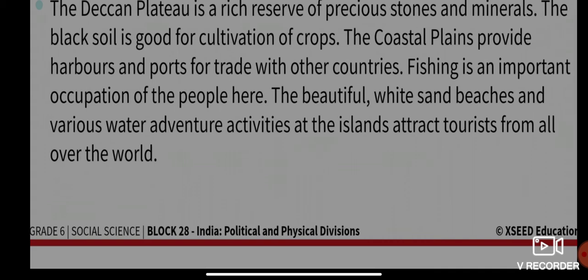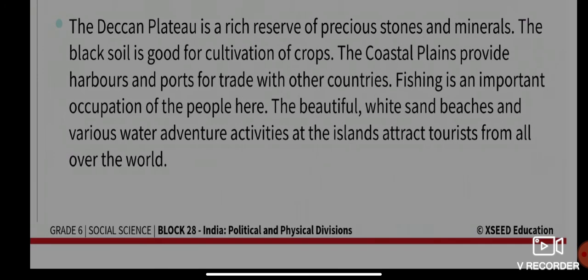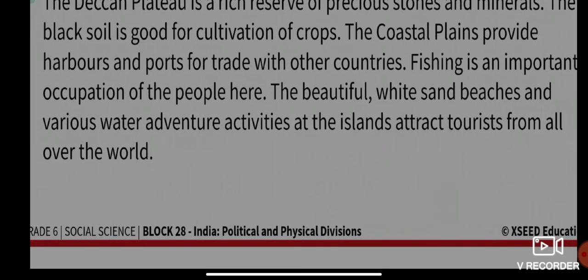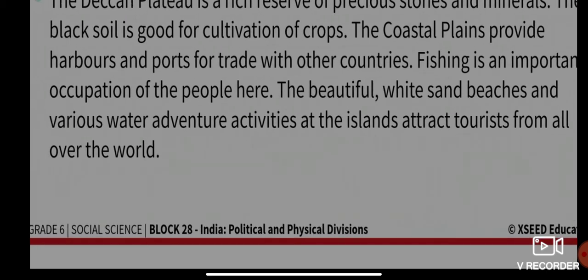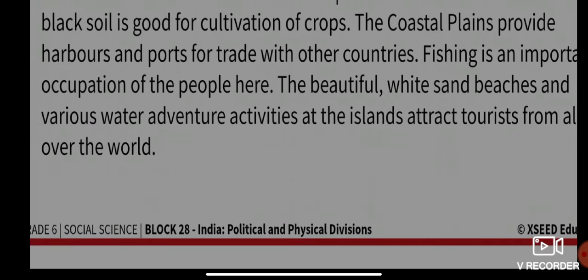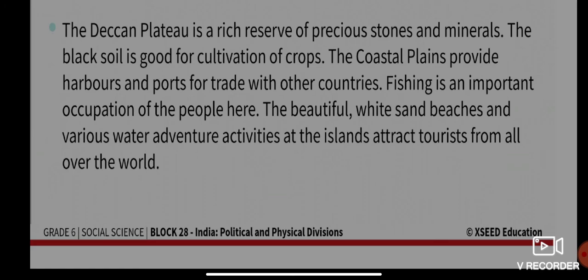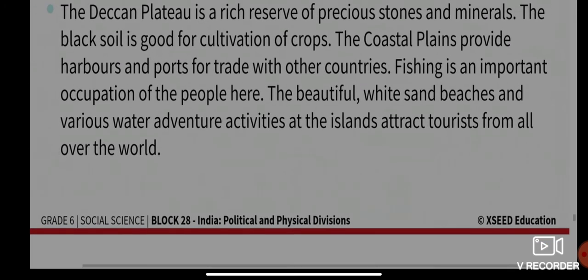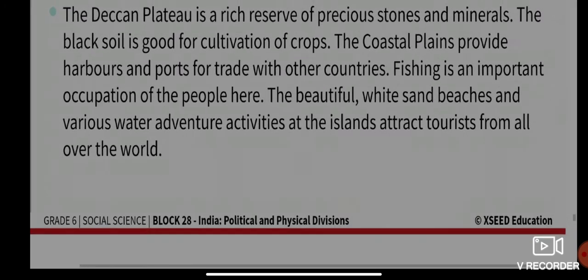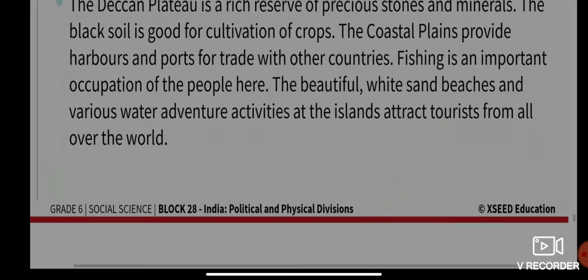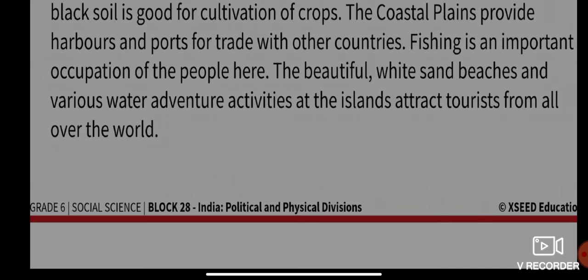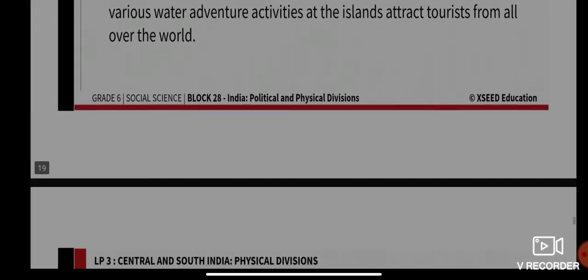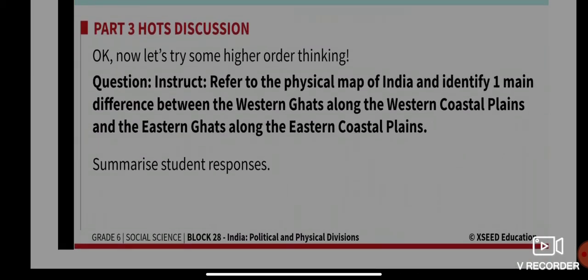And also the beautiful white sand beaches and various water adventure activities at the island attract tourists from all over the world. Talking about Lakshadweep, talking about Andaman and Nicobar Island. Okay, the places are very beautiful. For that very reason, people from all over the world used to come and visit the place. All right. The last question.